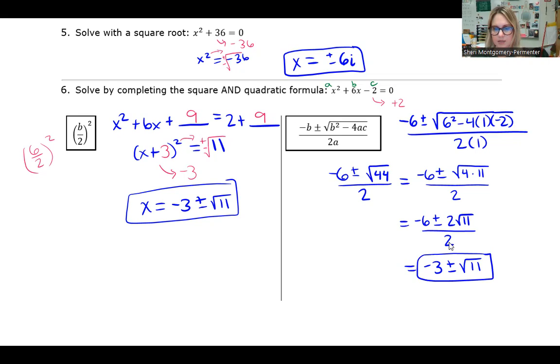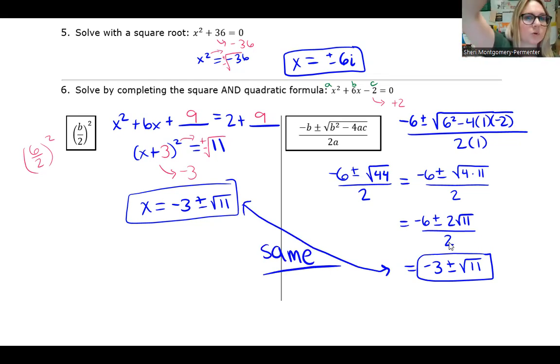These are the same. You get the same answer no matter how you solve it. You can always use quadratic formula. It always works. But you can see that quadratic formula is quite a bit longer.